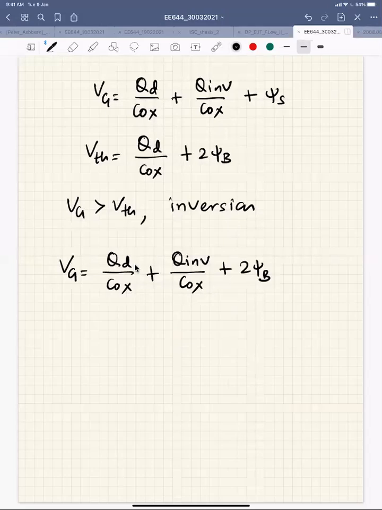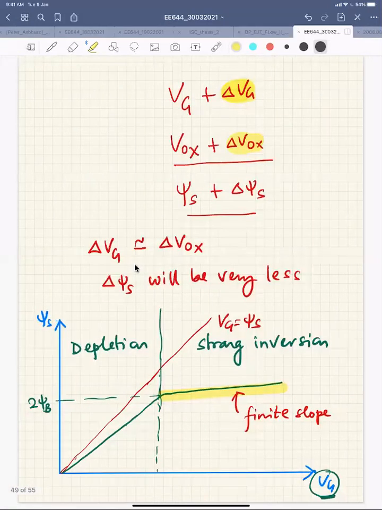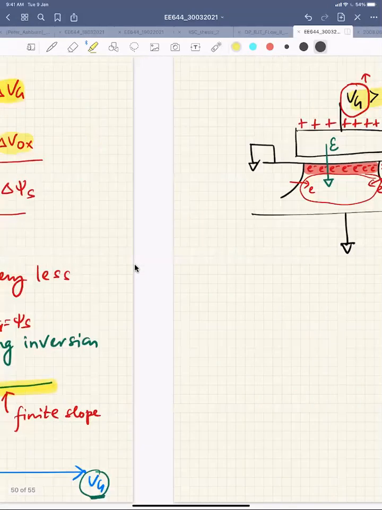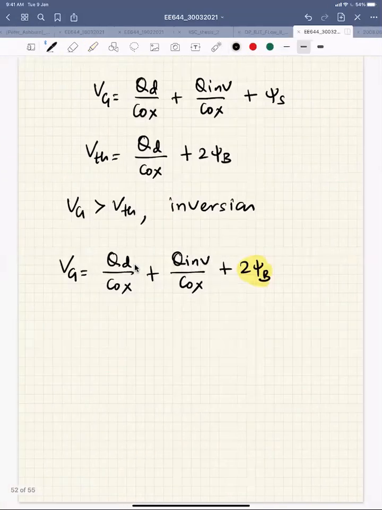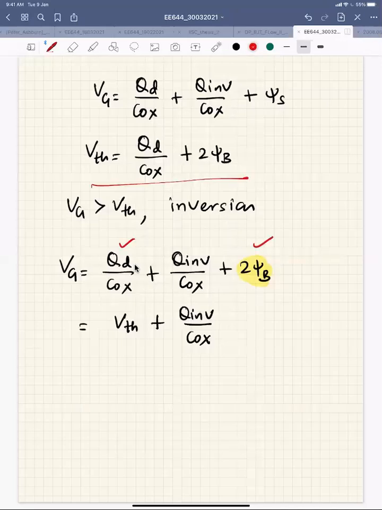right? When my device is in inversion, as I told you, even if your gate voltage is more than threshold voltage, your psi s mostly stays the same as 2 psi b. It does not increase much, right? So I could also write this as threshold voltage plus Q inversion by Cox, right? If I add this term and this term, this is nothing but the threshold voltage, right?